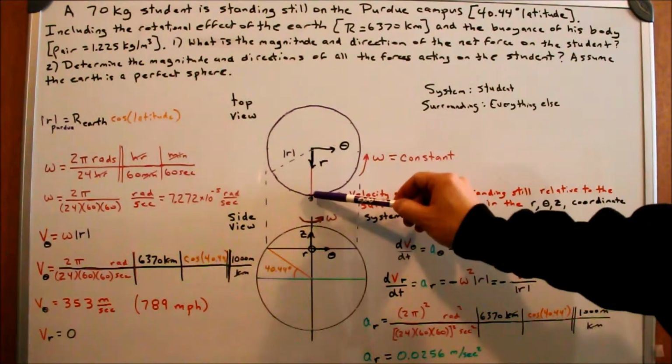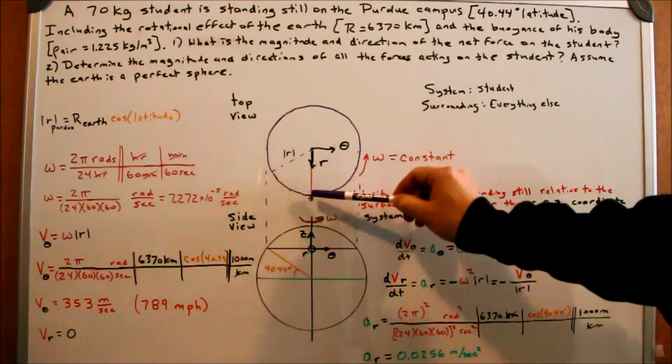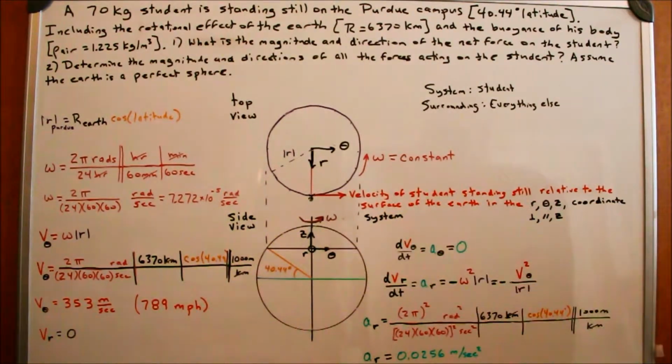At every moment of time, you're not moving with any change in the r direction, so my velocity in the r direction is 0. This gives you an idea of the scale of the velocity you're going.